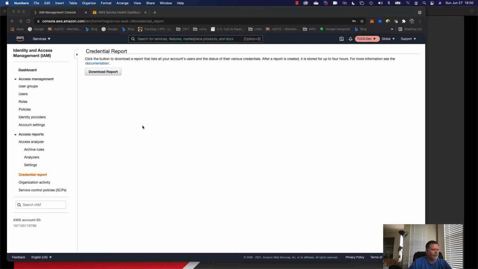It's almost crazy not to have multi-factor authentication enabled on anything you do nowadays. It's just incredibly important to have that enabled.